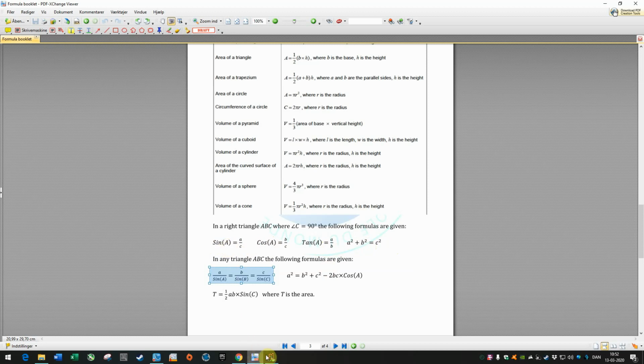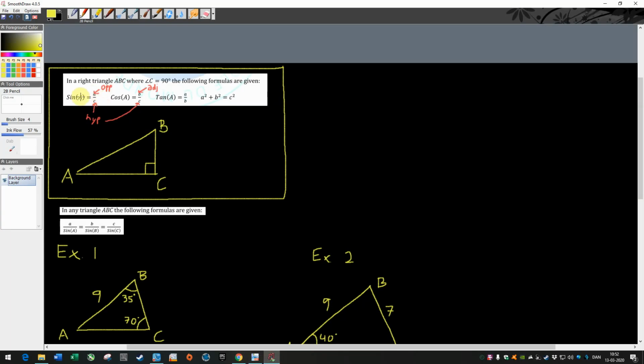Just remember that in your formula booklet, if you, for example, want to use this formula, sine of A is equal to the opposite, so that is a over here, and c is the hypotenuse, and so on. So never mind the letters A and C. Remember to use the opposite, hypotenuse and the adjacent, like we talked about in class.